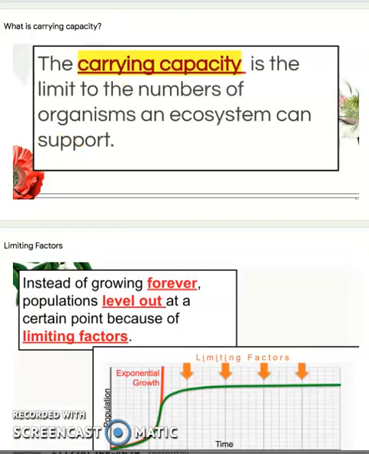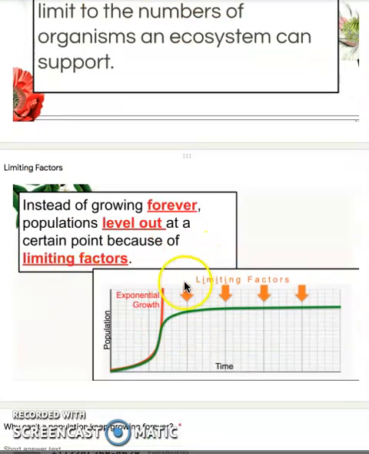Hey guys, okay, so before we can go over the practice questions, I want to again explain what carrying capacity is. Carrying capacity is the limit to the numbers of organisms an ecosystem can support. So that means eventually, any type of population in any given species is going to start to level out like this, because that environment will no longer be able to support it.